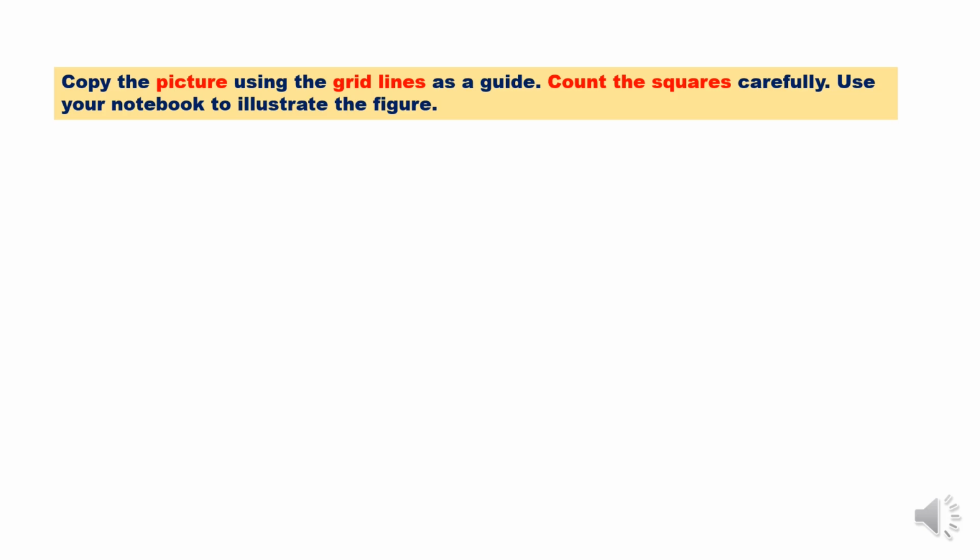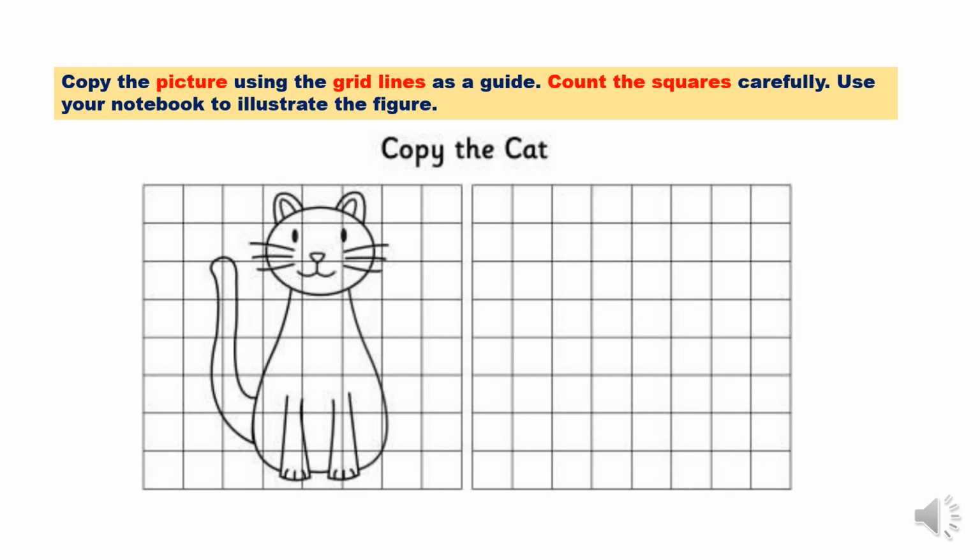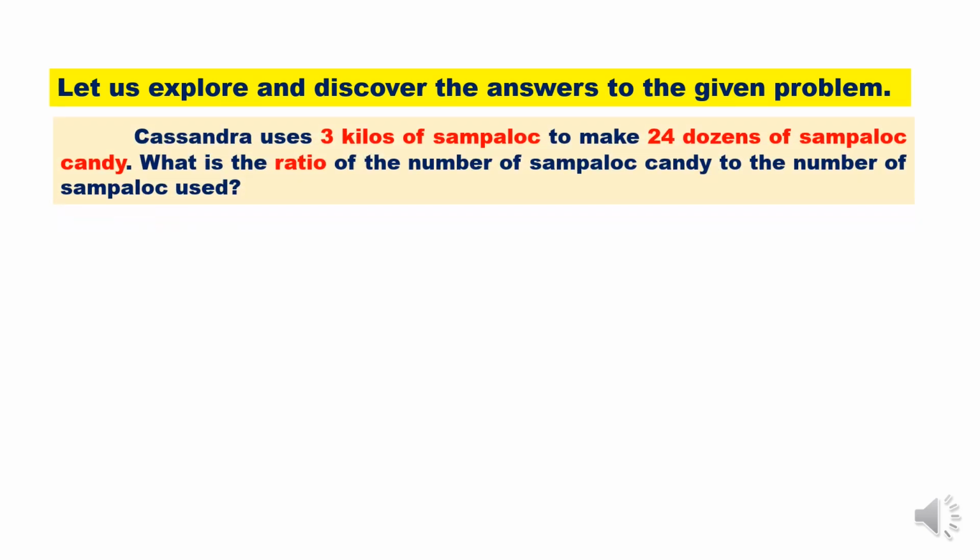Copy the picture using the grid lines as a guide. Count the squares carefully. Use your notebook to illustrate the figure. Let us explore and discover the answers to the given problem. Cassandra uses 3 kilos of sampalok to make 24 dozens of sampalok candy. What is the ratio of the number of sampalok candy to the number of sampalok used?